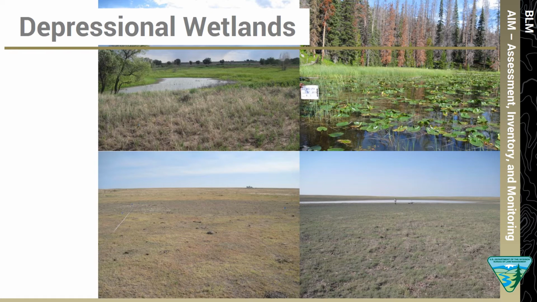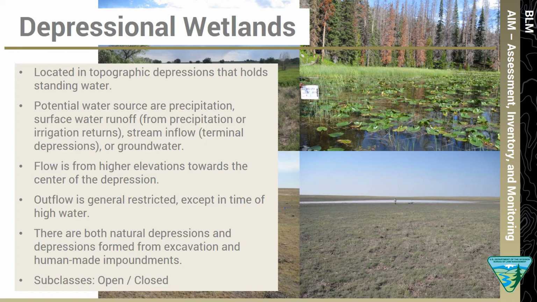The fourth couplet in the key is for depressional wetlands, which are relatively common on BLM public lands. These wetlands are located in topographic depressions that hold standing water. Potential water sources for depressional wetlands include precipitation, surface water runoff, stream inflow, or groundwater. Water flows into depressions from higher elevations in the surrounding landscape and towards the center of the depression. The outflow is generally restricted except in times of high water. In the West, there are both natural depressions and depressions formed by excavation and human-made impoundments.